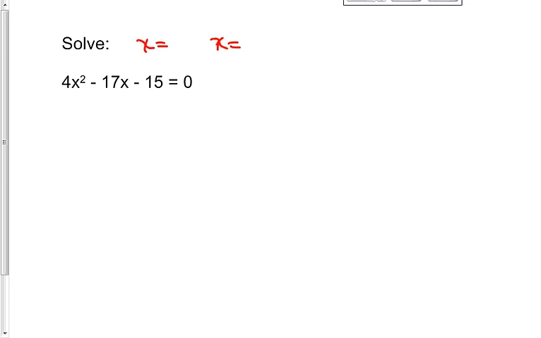And there's another clue that you can use to know how many answers you're going to get. Whatever the highest degree is that you see tells you how many solutions you'll get. So since this is in the second degree, that means I'm going to get 2 answers when I'm done.